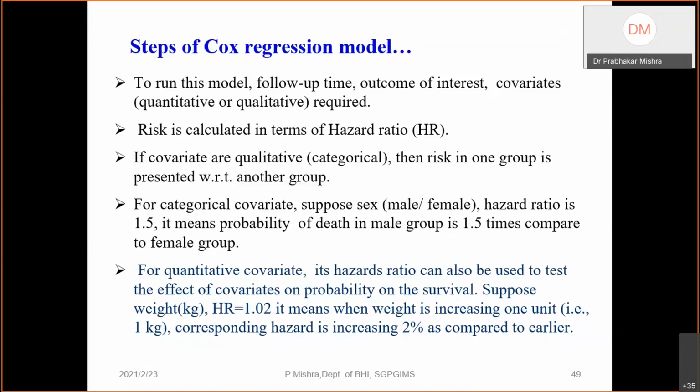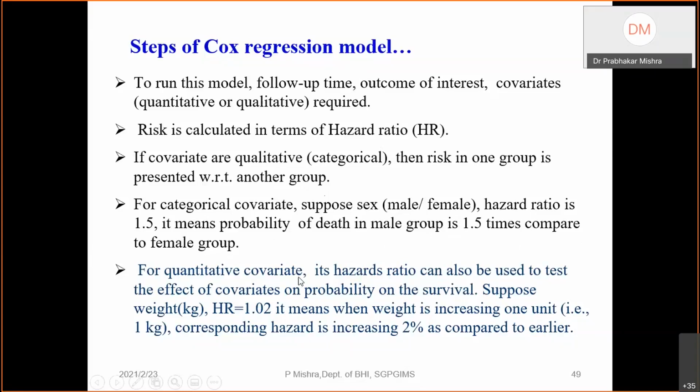So qualitative and quantitative variables both can be used here. Risk factor is calculated in terms of hazard ratio. If the covariate is qualitative, then risk in one group is presented with respect to another group. Like if it is categorical, we will say males have so many times the chance of death as compared to females. For a categorical covariate, suppose gender male, female, hazard ratio is 1.5. It means the probability of death in males is 1.5 times as compared to females.